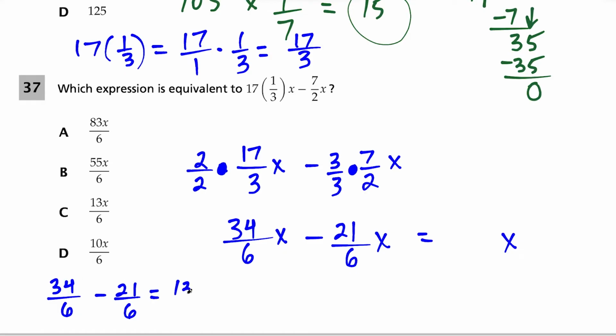We're going to get 13, but we're over 6. So that is the coefficient of X. We have 13 over 6 times X. And this is going to match up with choice C.